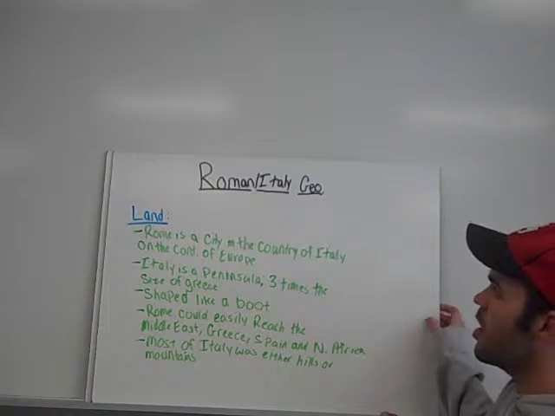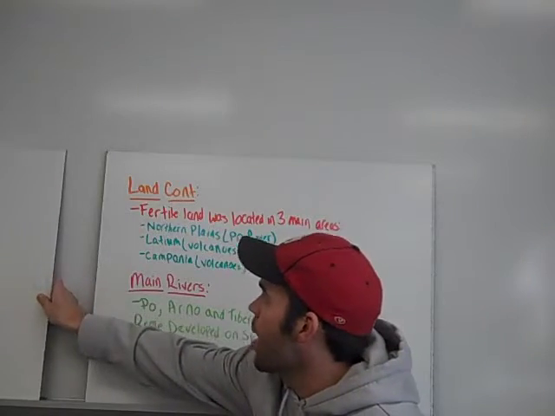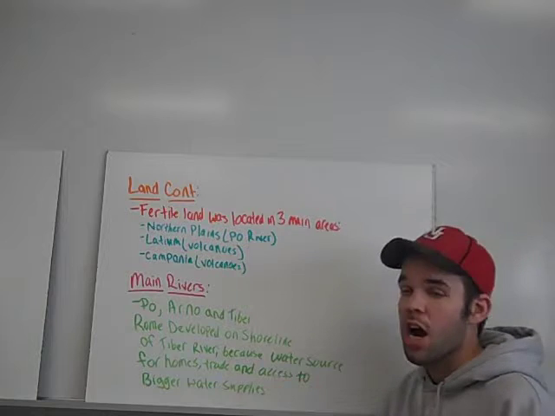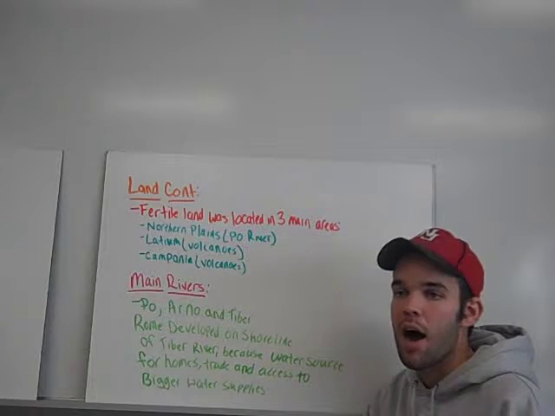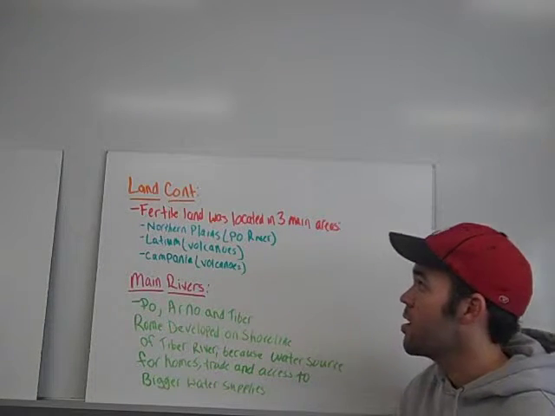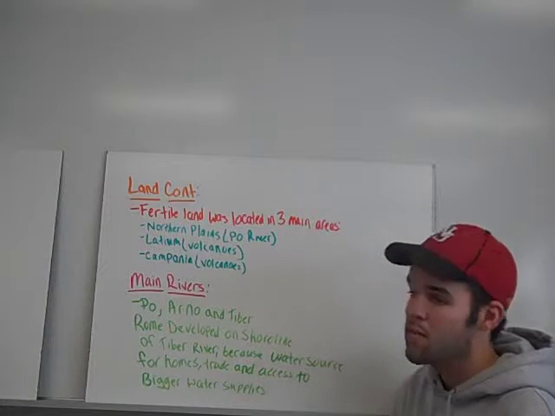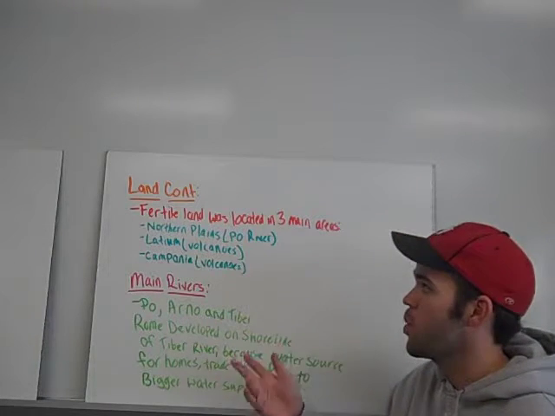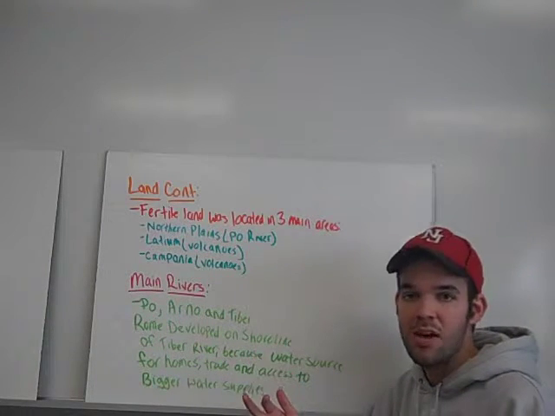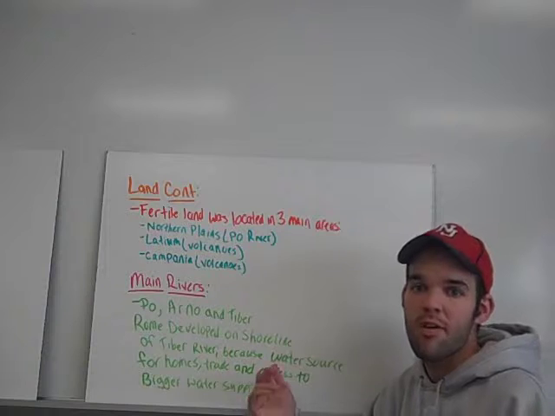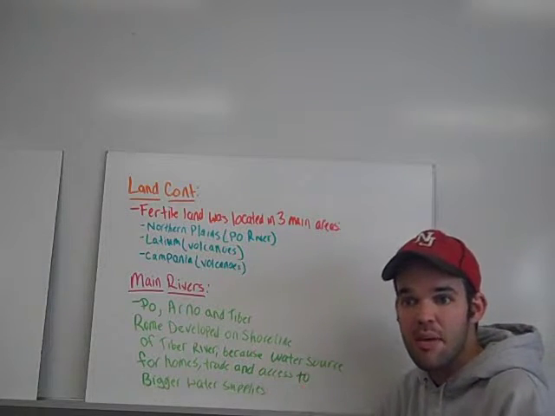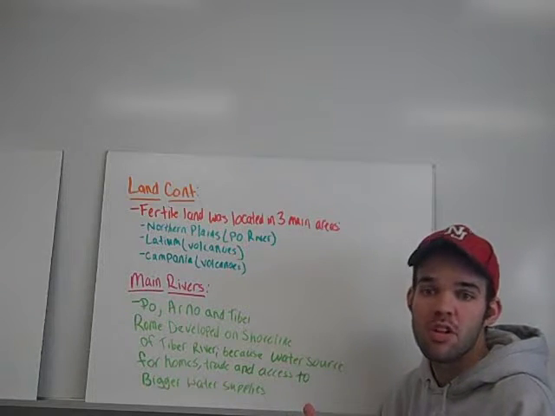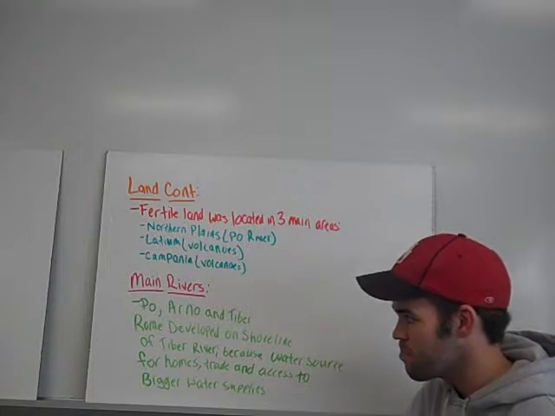Now, the areas that were not hills or mountains, there were really three main areas. These are called fertile lands, or areas that are easier for farming. Those areas include the northern plains, which is really pumped with water by the Po River. You have the area of Latium, which is helped by volcanoes, and volcanic steam helps that out. And you have Campania, which is helped out by volcanoes as well.